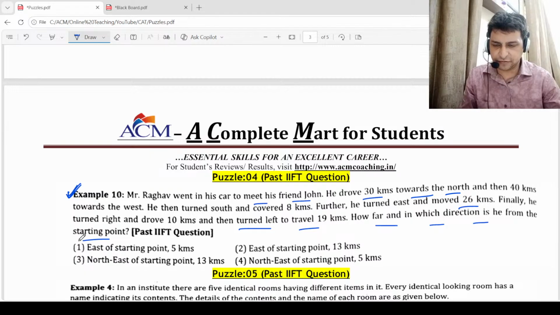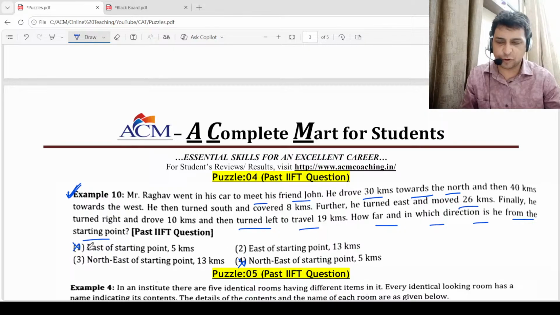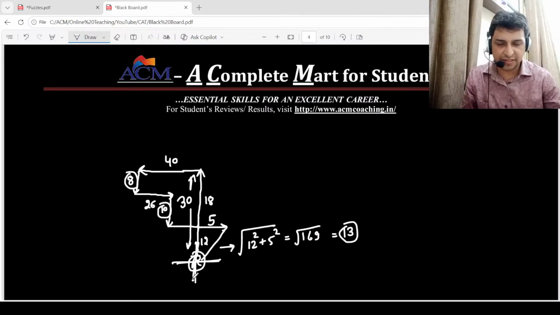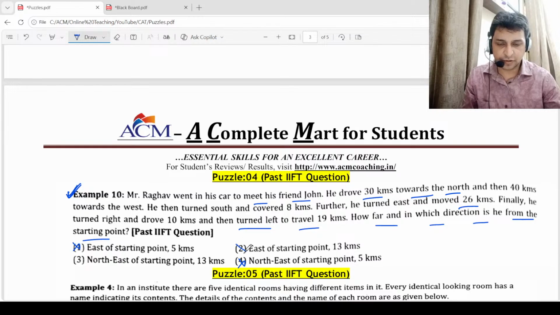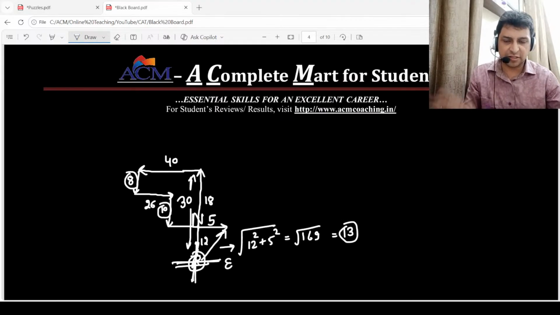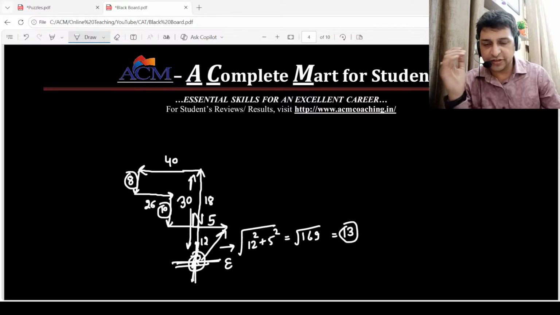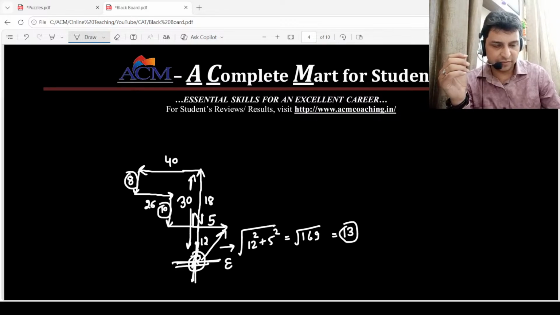Now, in the options, we have 13 in two options, option number 2 and option number 3. Now, where is he with respect to the starting point? Because this is very important when they ask from the starting point. On the starting point, make a plus. And this direction, if I see, this is east, this is north. That means he's in northeast. So east is not right. Northeast of the starting point, that is absolutely right. So that is the answer which I'm going to get. So this is also a puzzle which has been solved. So let's go for the next one. There are two more puzzles I'm going to solve.